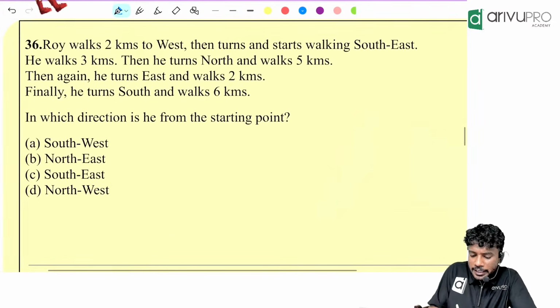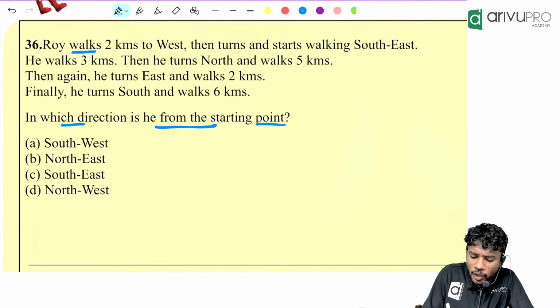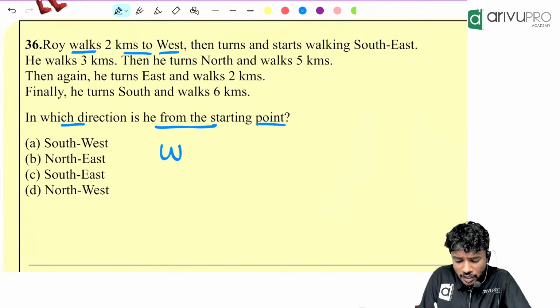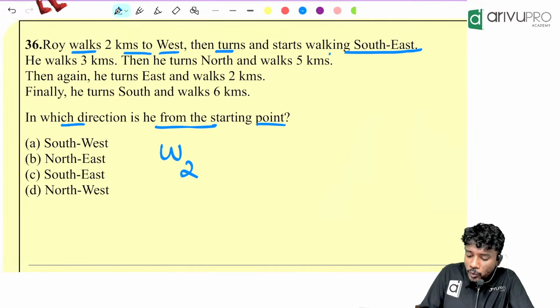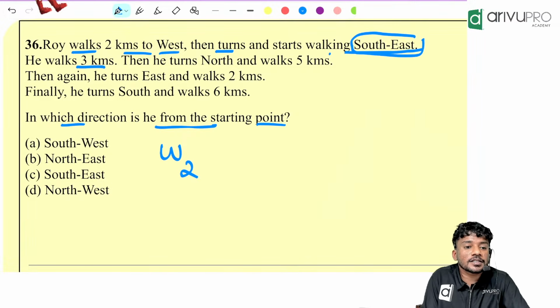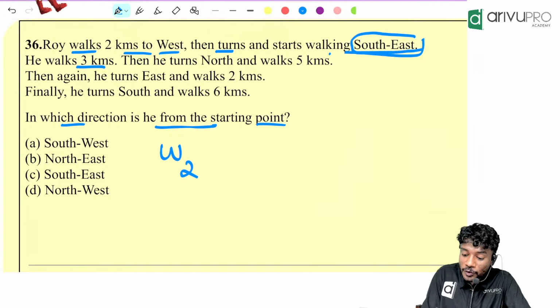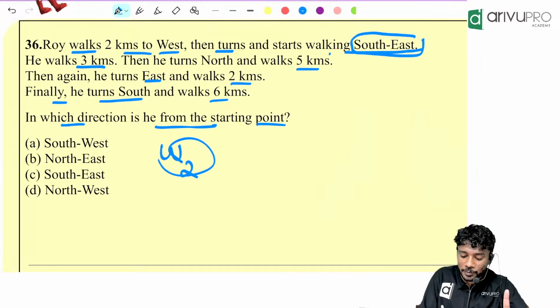36th question. In which direction is he from the starting point? That means with respect to the initial point, in which direction is he? Very easy question. Roy walks 2 kilometers to west. Then turns and starts walking southeast, 3 kilometers. Then turns north and walks 5 kilometers. Then again he turns east and walks 2 kilometers. Finally he turns south and walks 6 kilometers. In which direction is he from the starting point is the question.